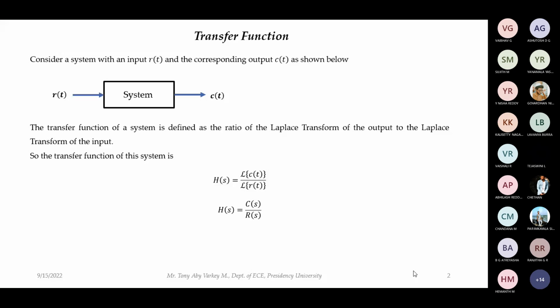Now this diagram, in the Laplace domain, I can write like this. R of t will become capital R of s, C of t will become C of s, and the system will be replaced with its transfer function. So the transfer function actually gives the relation between the input and output, that is, how the system behaves for a particular input.